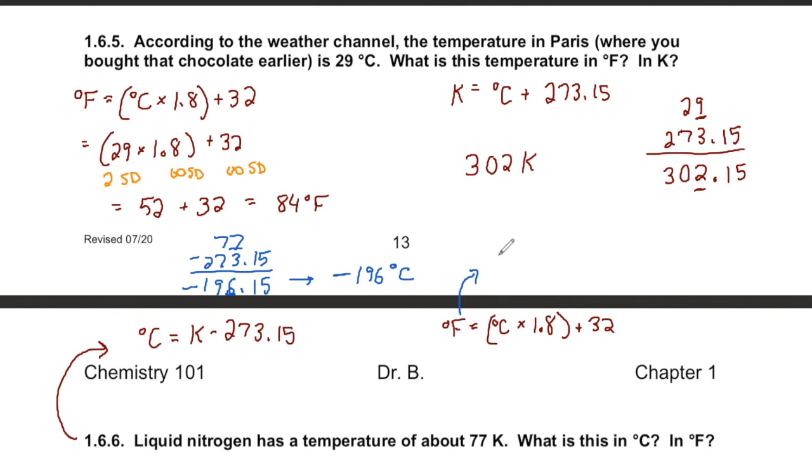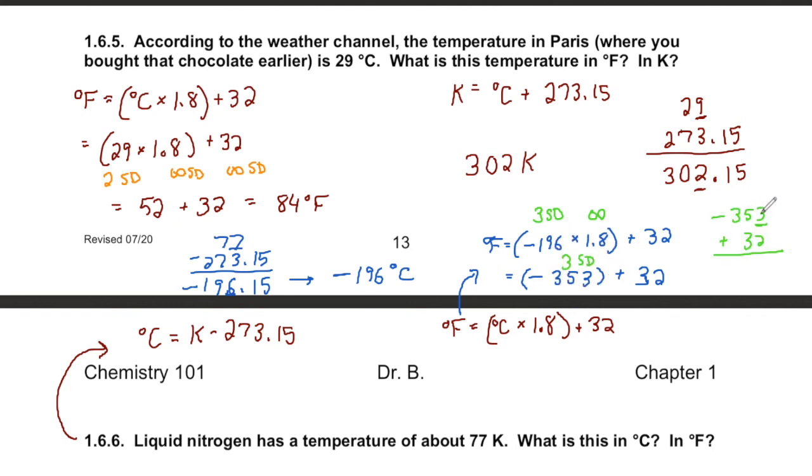Then we'll go ahead and use that in this equation. To get Fahrenheit, we take our degrees Celsius temperature, which has 3 significant digits, multiply it by something that is exact. We end up with something that has 3 significant digits. So we have something with uncertainty in the ones place now because of the 3 significant digits, adding the 32, and then we end up with something with uncertainty in the ones place. So we have an answer of negative 196 degrees Celsius, negative 321 degrees Fahrenheit.